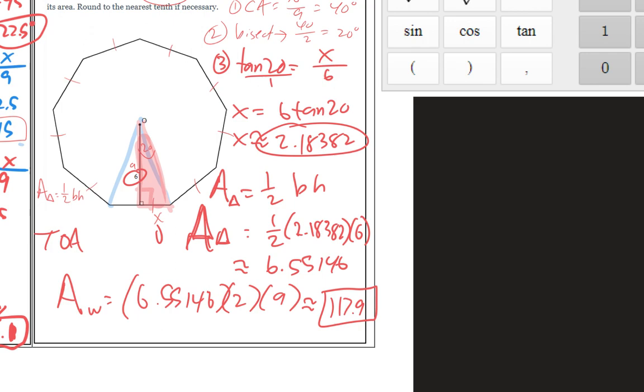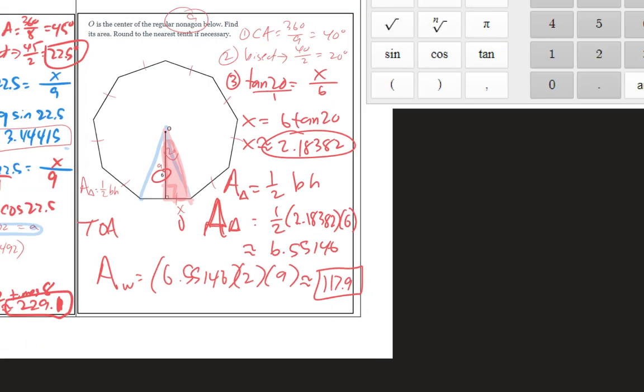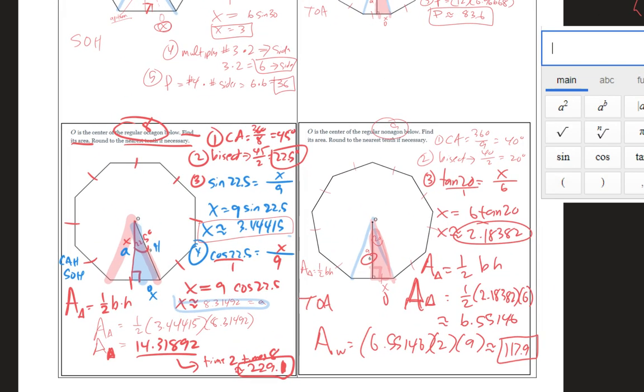So that's what we need to know, just setting it up into the correct format. We have to think about what type of trig we're going to use, but we're always going to find our central angle first. Then we're going to bisect it and then figure out from SOHCAHTOA what we're going to do.